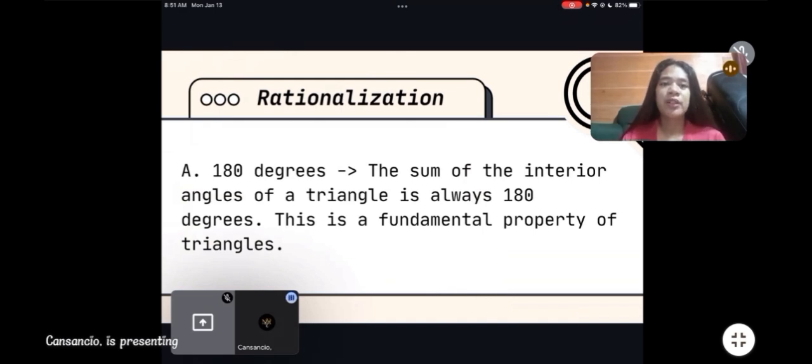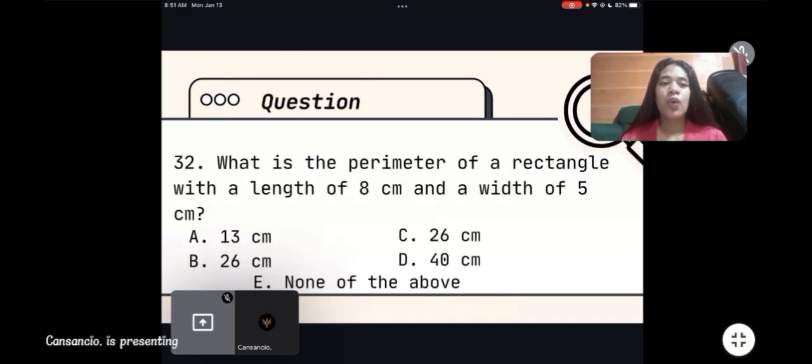Number 32. What is the perimeter of a rectangle with a length of 8 cm and a width of 5 cm? A. 13 cm, B. 26 cm, C. 26 cm, or letter D. 40 cm. Or lastly, letter E, none of the above.